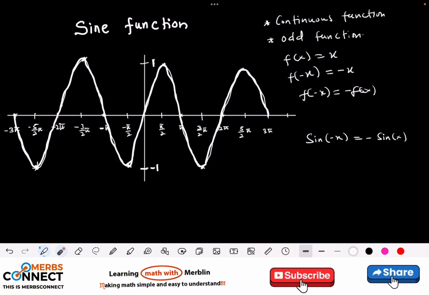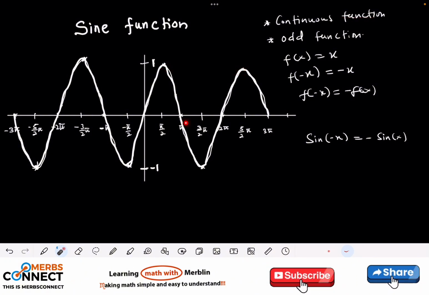Now let's go through the graph. We can see that sine 0 is 0, sine pi is 0, sine 2 pi is 0, sine 3 pi is 0. But sine of pi over 2 is 1, sine of 3 over 2 pi is negative 1, and sine of 5 over 2 pi is also 1. So that is how the sine graph works.